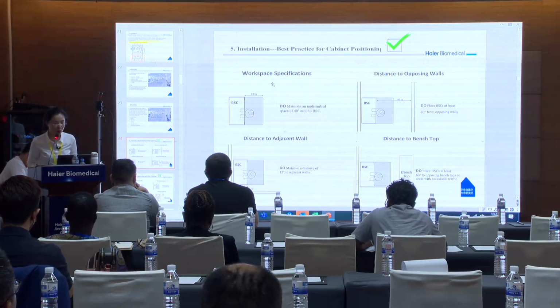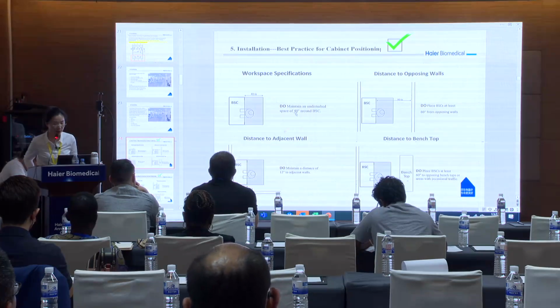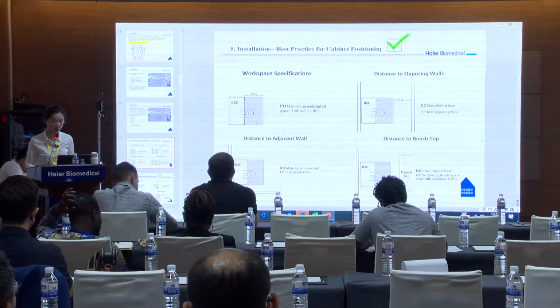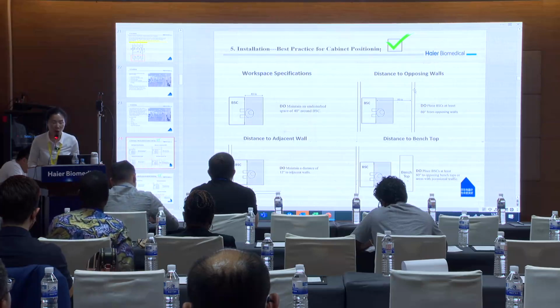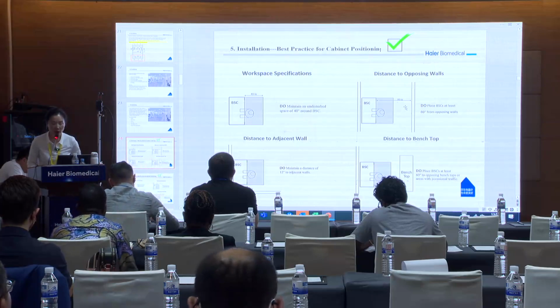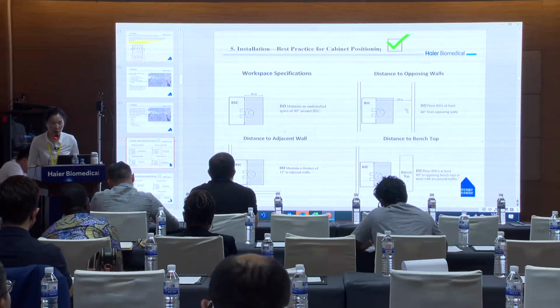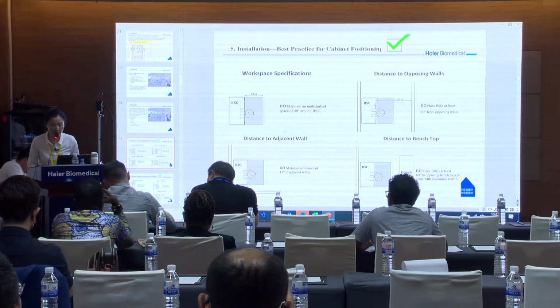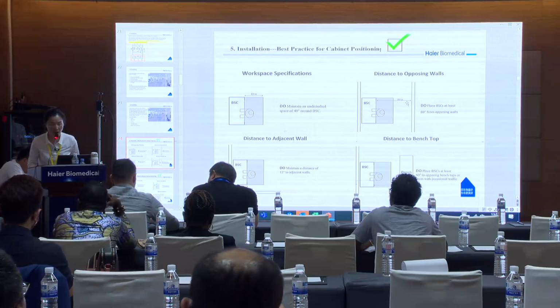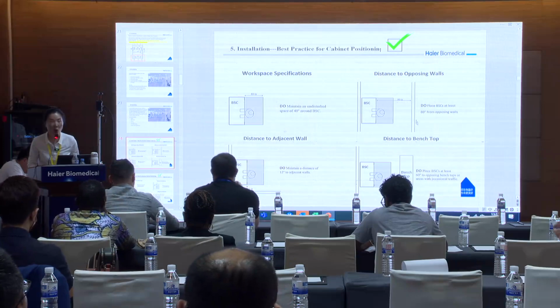So the first one is workspace specification. You should maintain an undisturbed space of 40 inches around the biosafety cabinet. And if there's an opposite wall, what do we do? We should place the biosafety cabinet at least 80 inches from the opposing walls.